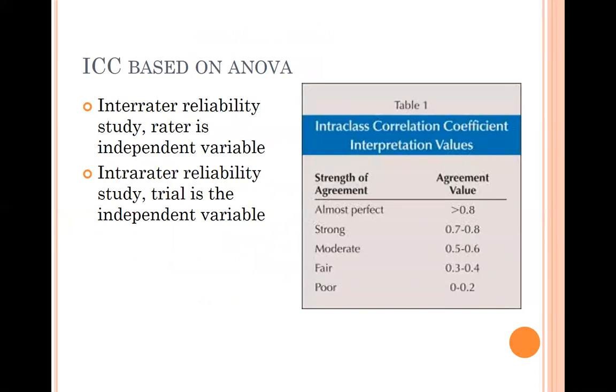Now this table talks about the intraclass correlation coefficient and how to interpret those values. So the strength of agreement is considered almost perfect if it's greater than 0.8. It's considered strong if it's 0.7 to 0.8. It's considered moderate if it's 0.5 to 0.6, fair if it's 0.3 to 0.4, and poor if it's 0.2 or lower.